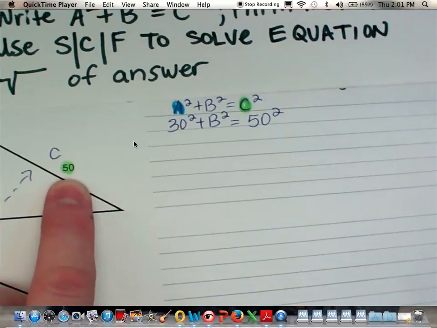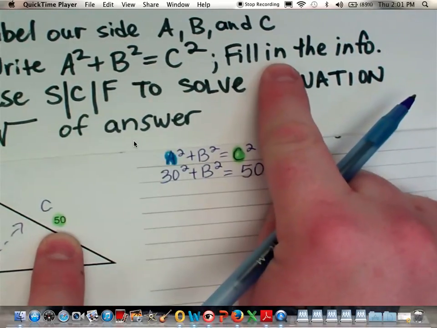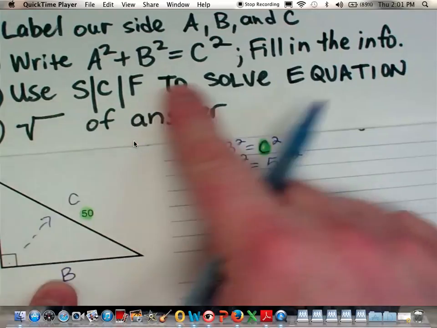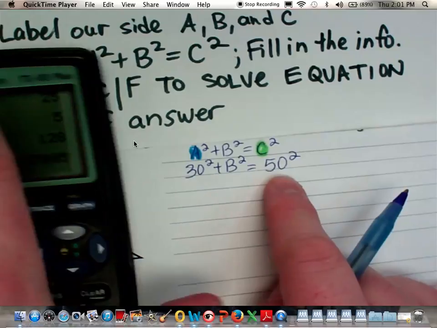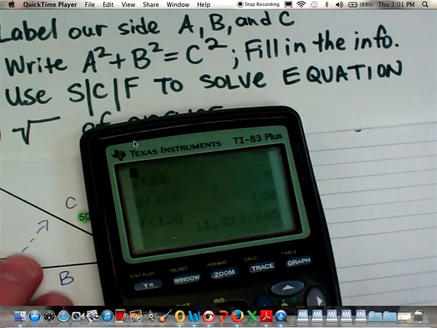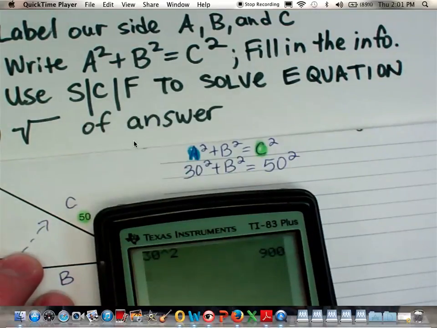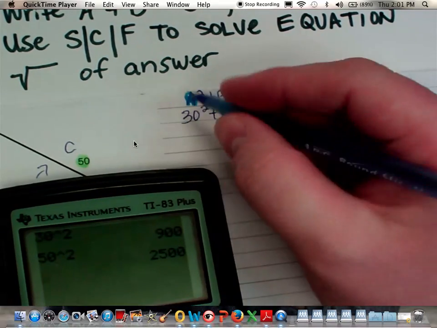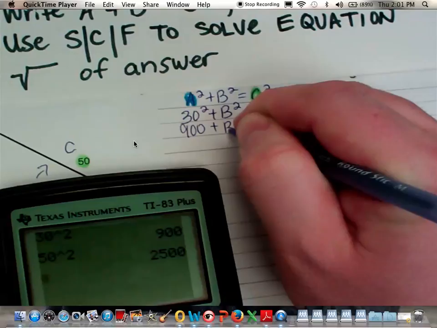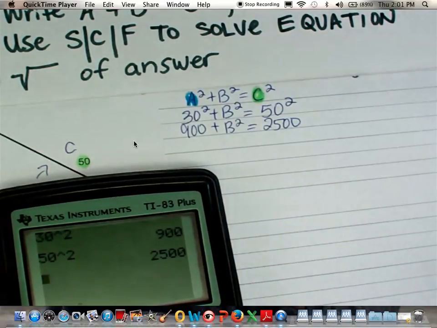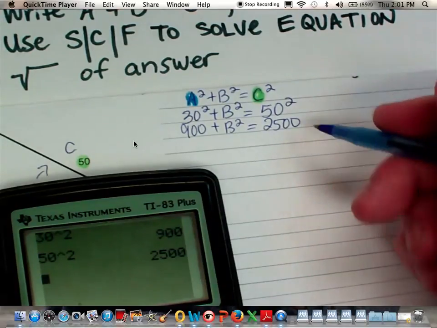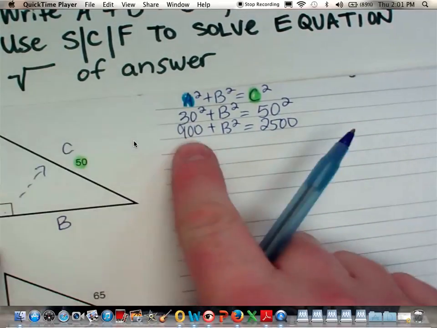Okay, so I've color-coded them in. I've done step number 2. Now I just need to do step number 3, but before I can do that, I've got to square these. So I'm going to use my calculator here and square them. I've got 30 squared is 900, and then 50 squared is 2,500. So I can write those in. It's 900 plus B squared equals 2,500. If it's easier to skip that step, you can, if you can remember to write it down like this. Now I can just use my start, change, and finish.